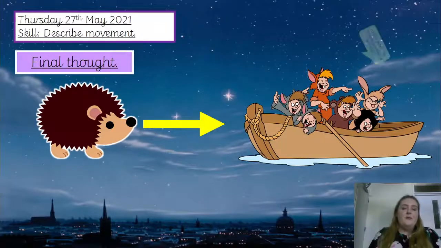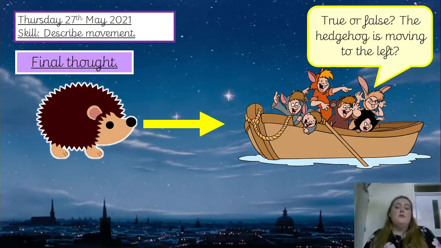For our final thoughts then, true or false? The hedgehog is moving to the left. Think about the way the hedgehog is facing. Is he moving to the left? Pause the video and discuss this now, please.